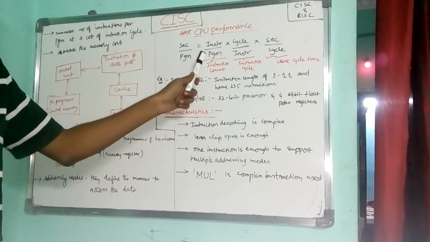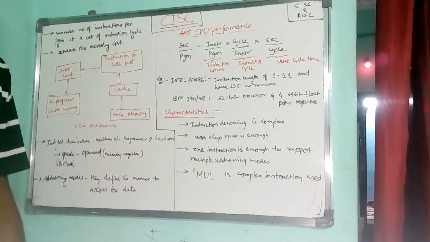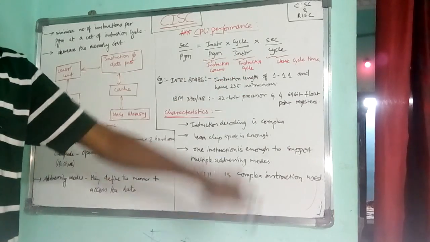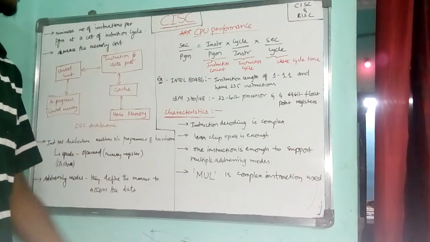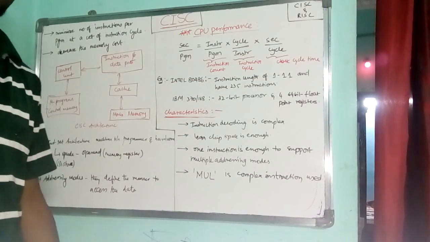The first one is the number of instructions in a program, that is, the instruction count. The second one is the number of cycles taken per instruction, that is, the instruction cycle. The number of seconds taken per cycle is called the clock cycle time.